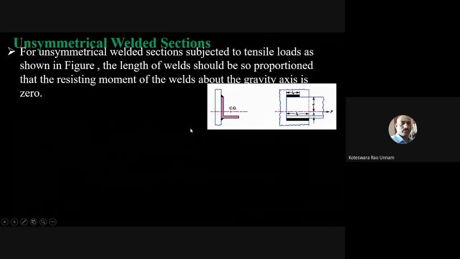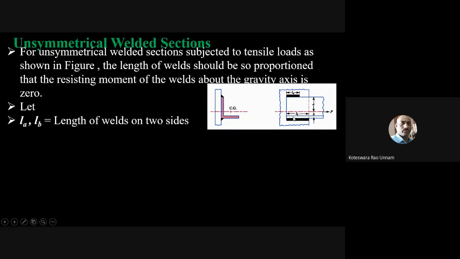Right. So in case of unsymmetrical weld sections subjected to tensile loads, the length of the weld should be proportioned such that the resisting moment of the welds about the gravity axis is zero. That means about the centroidal axis or gravity axis should be zero, so that the bending stresses can be eliminated. Only the weld is subjected to a normal stress.